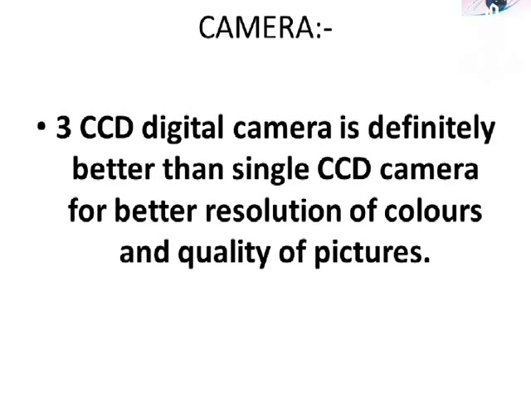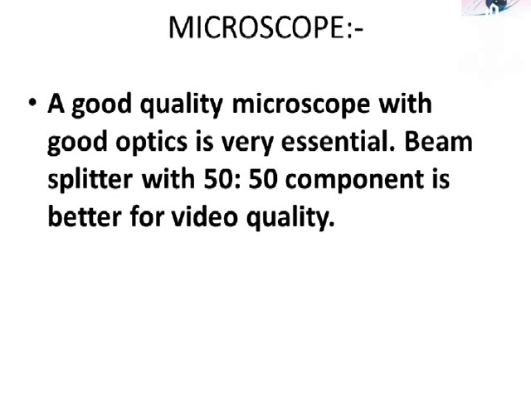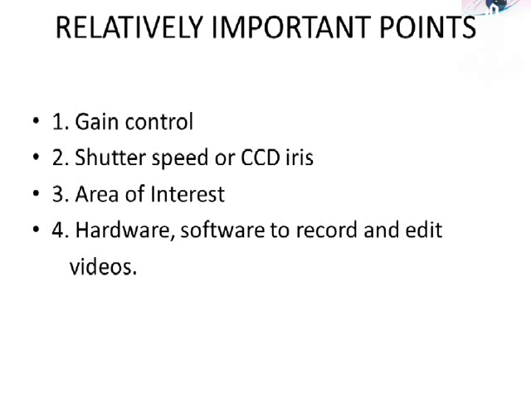Now come to the camera. A 3 CCD digital camera is definitely better than a single CCD camera for better resolution of colors and quality of pictures. A good quality microscope with good optics is very essential. A beam splitter with a 50-50 component is better for video quality. Another related important point is gain control.